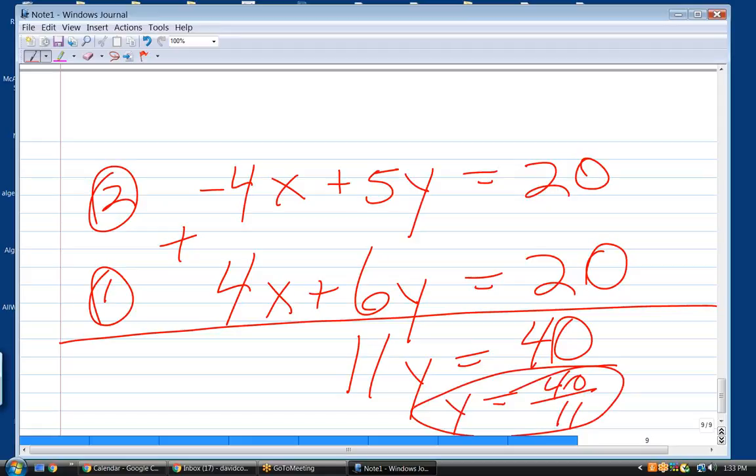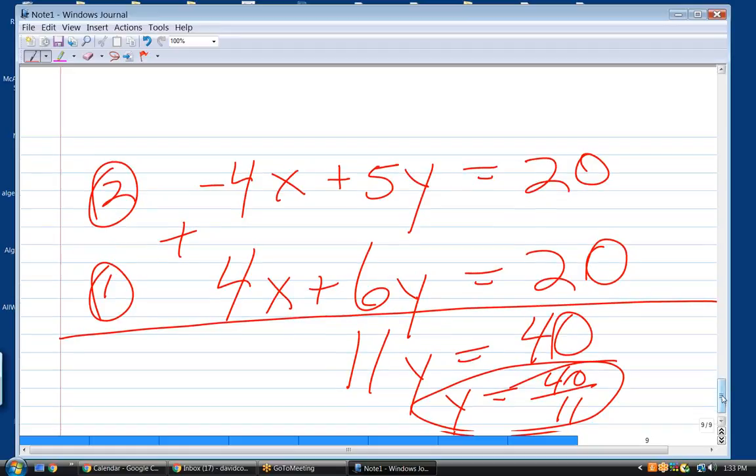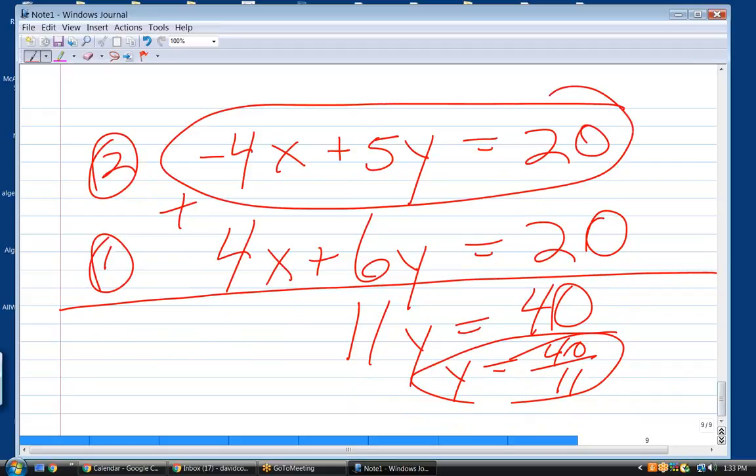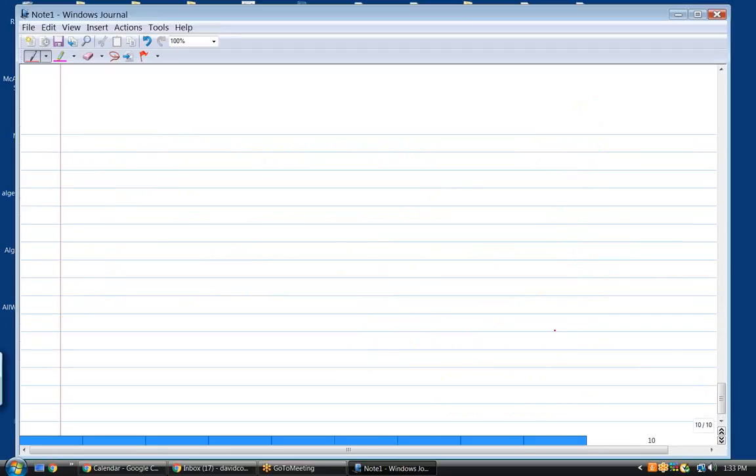Now, I made this one up off the top of my head, so it doesn't come out to nice round numbers, but you can still take your y answer and go into either equation, substitute that y for that y, and solve for x. Okay? In other words, once you solve for the first variable, you will always be able to solve for the second one. That's not the problem. Okay? And let's take one more example of elimination.